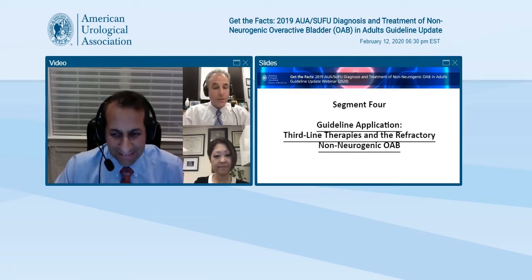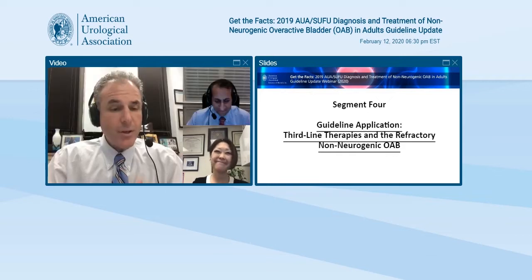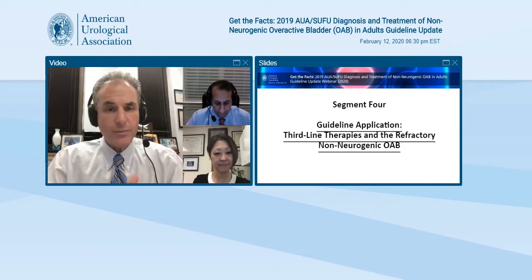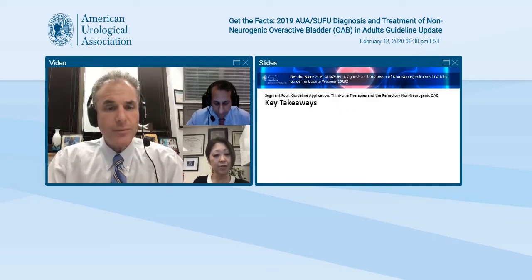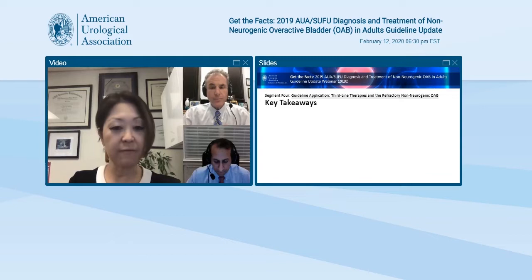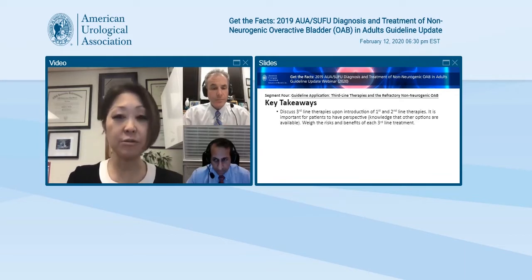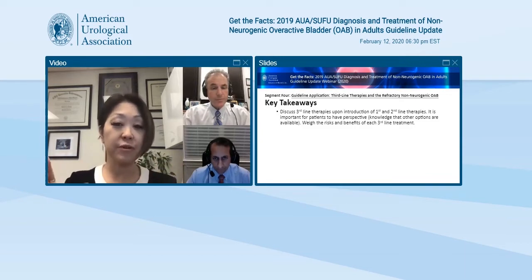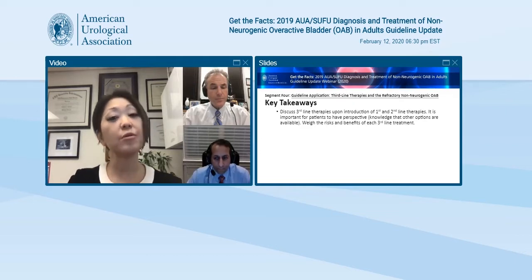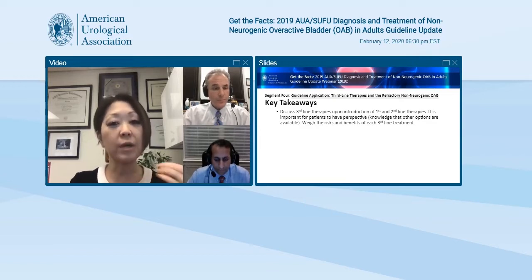So let's move on to third-line therapies. Dr. Kobashi, when do you start discussing third-line therapies with your patients? So I actually start when I talk to them about first and second line therapy, so very early on now. And I'll tell you the reason why I do that. We have this care pathway. The AUA and SUFU have a care pathway, and I think it's very helpful for patients to see where they're going. So I talk to them about third line therapies when I introduce first and second line therapies.